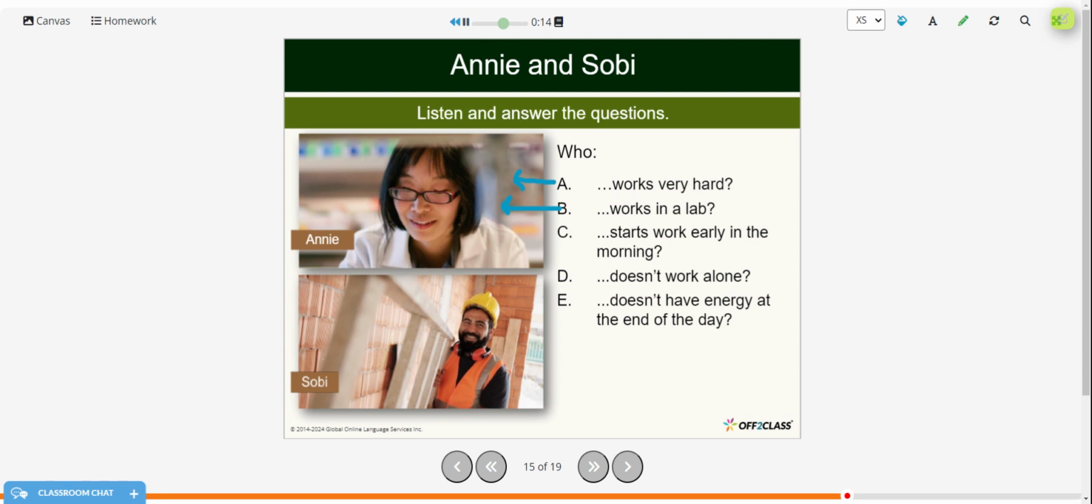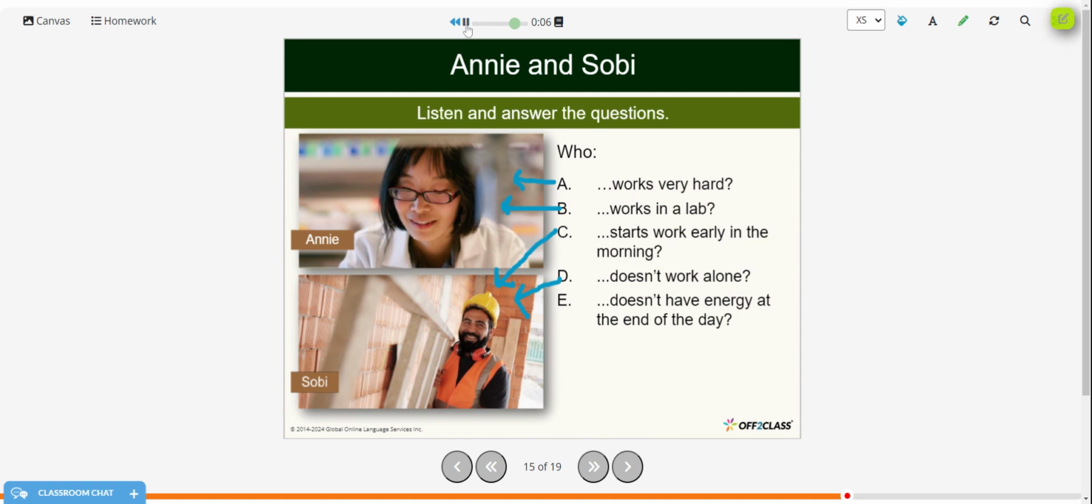I am a construction worker. I work with a team of other people to build houses. Okay, so he said he works with a team of other people, so that means he doesn't work alone. I start work at 6 a.m. Okay, so he starts work early in the morning. So he said he starts at 6 a.m.